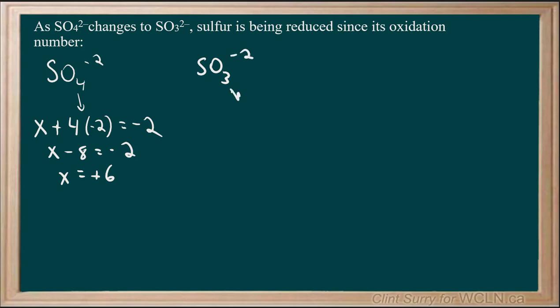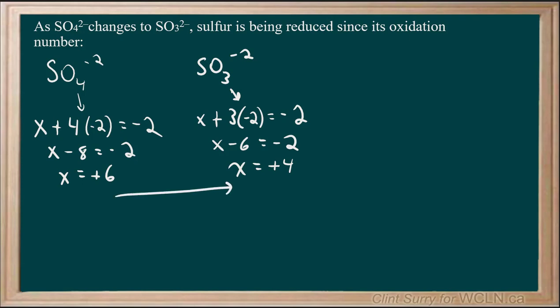I take a look at the SO3, that's later in the reaction. Same setup. We have 3 of the oxygen at minus 2, overall charge is minus 2, and X for the one sulfur. So X minus 6 equals negative 2. When I move the 6 over, I get X equals plus 4. So we can see as we go from here to here, we are reduced. In order to reduce from plus 6 to plus 4, that means we gain 2 electrons.